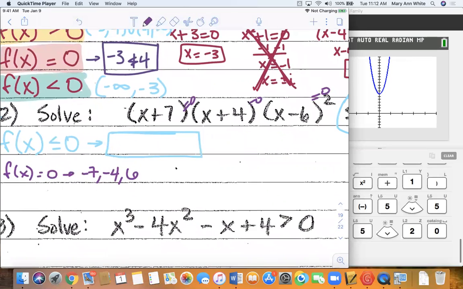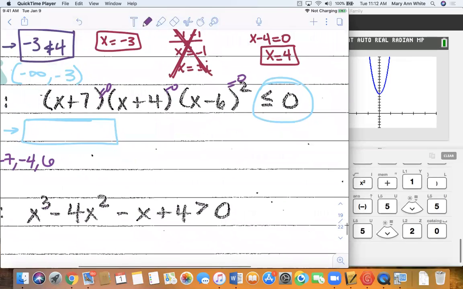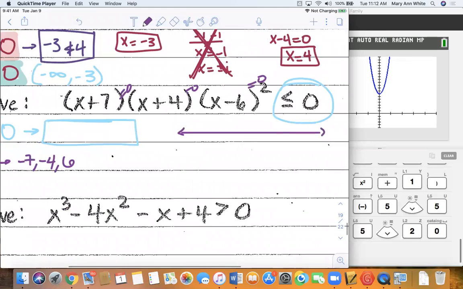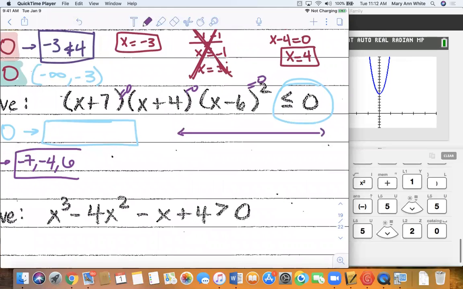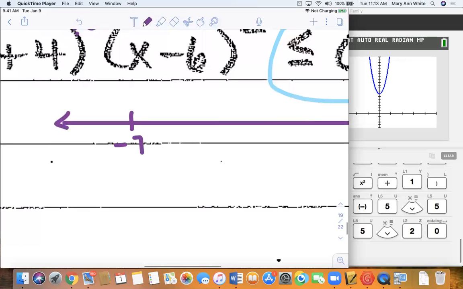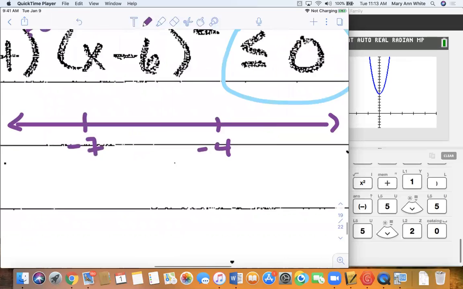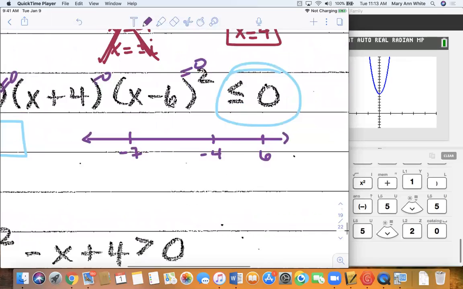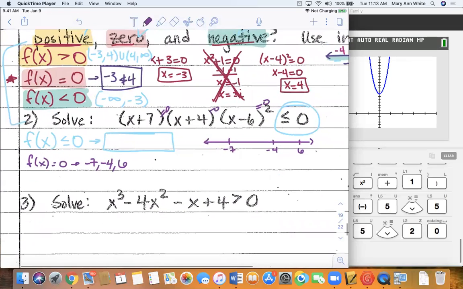Now I use those to draw a number line. So I'm going to draw my number line over here. And the numbers on my number line are my zeros. So in this case, -7, -4, and 6 are all important. -7, -4, 6.